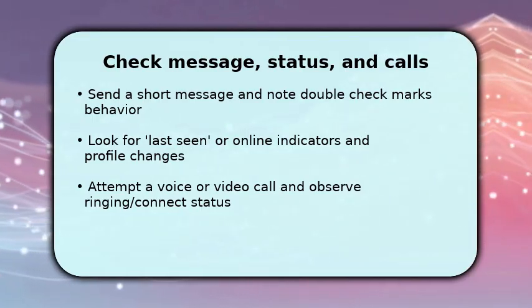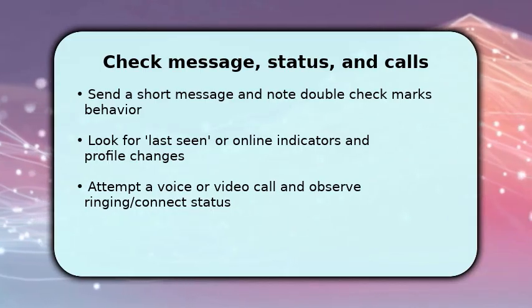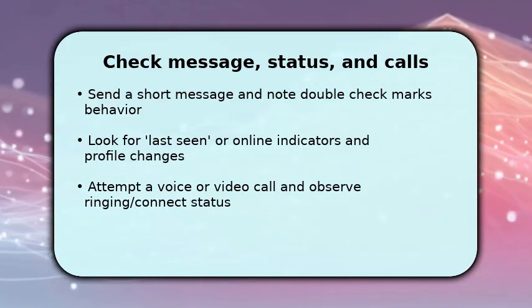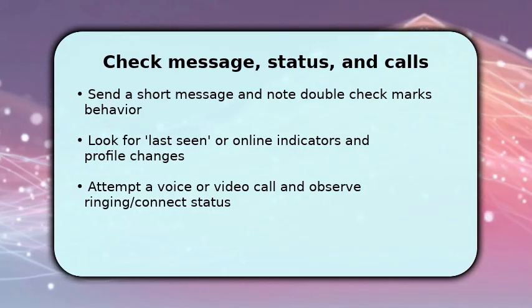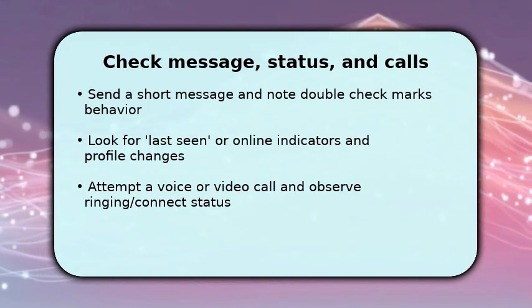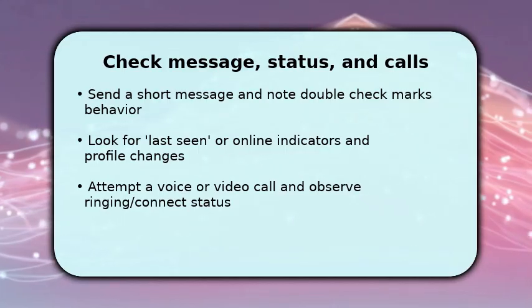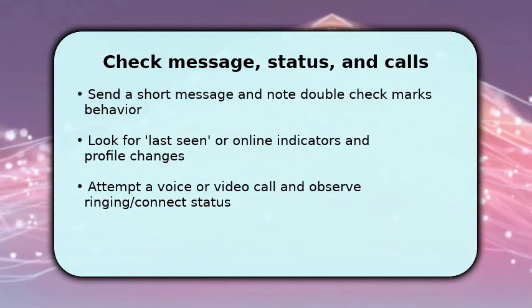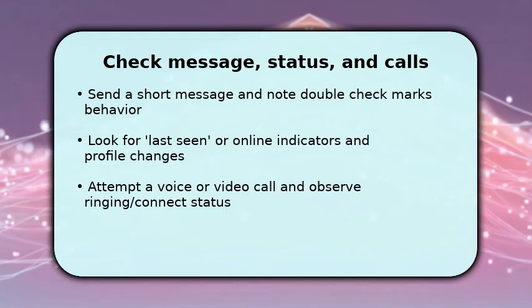Then check the contact's last seen or online status and profile photo. If these vanish but the account still exists, blocking is likely. Make a quick call in Telegram. If it never rings or fails to connect while your control account succeeds, that pattern supports the block hypothesis. Keep notes of each result.